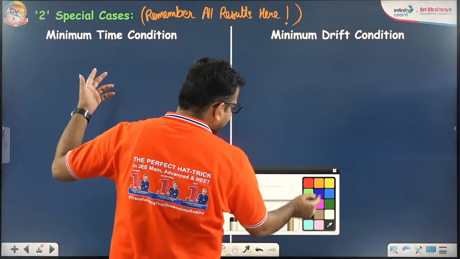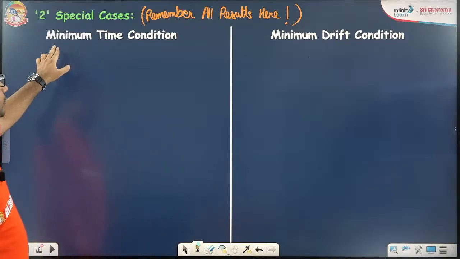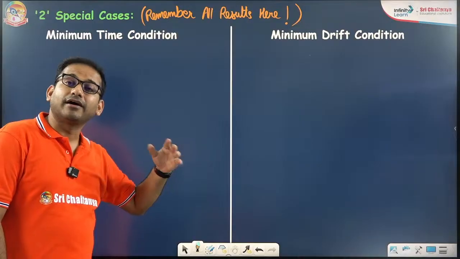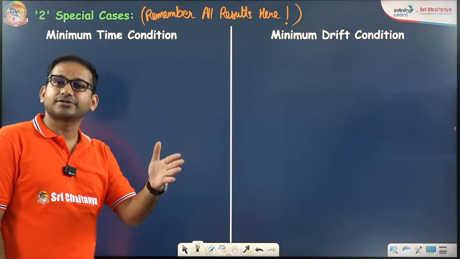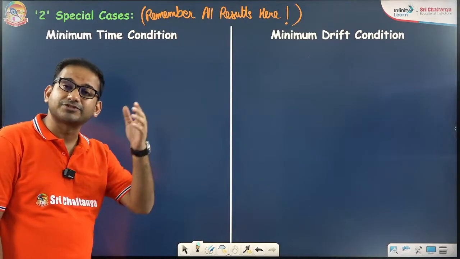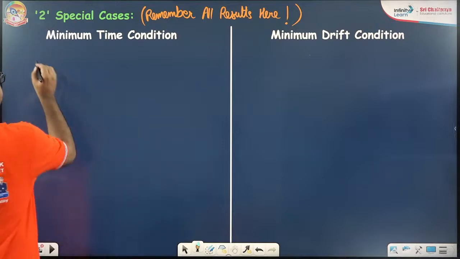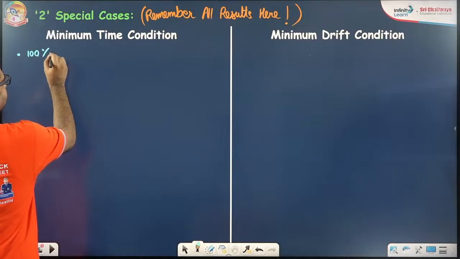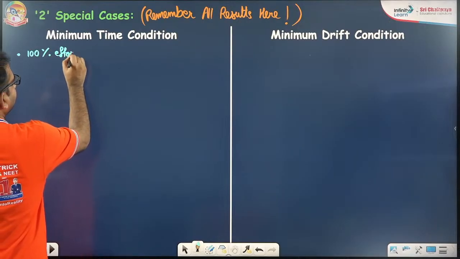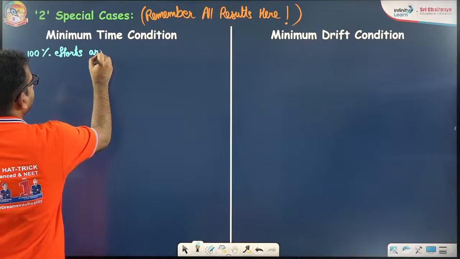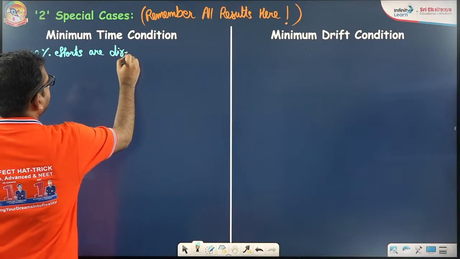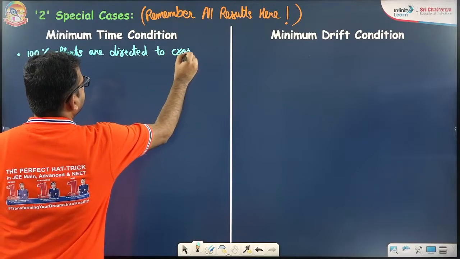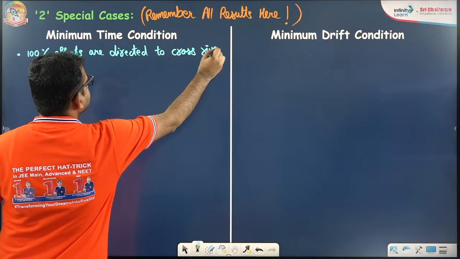So logically speaking, if you want to have your minimum time condition, you want to minimize the time of crossing, then 100% efforts must be directed in order to cross the river. Complete efforts. 100% efforts are directed to cross the river.